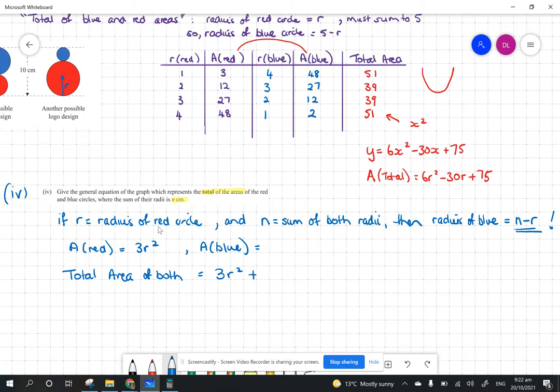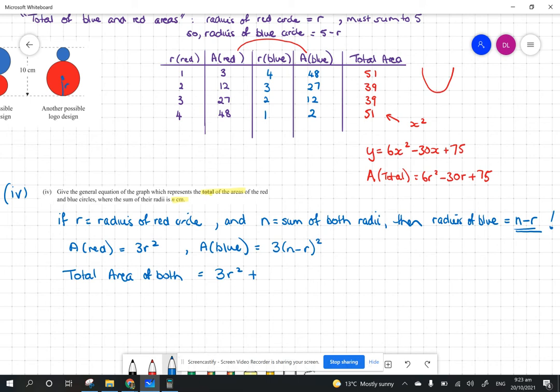If the radius of the red circle is r, as we've done, and n is the sum of both radii, that's the red and the blue, then the radius of the blue one will be n minus r. That's the connection that you have to make. Then you have the area of the red, which we've already worked out before, which is 3r squared, and the area of the blue will be 3 times its radius squared. Its radius is n minus r, so 3 times (n minus r) squared.